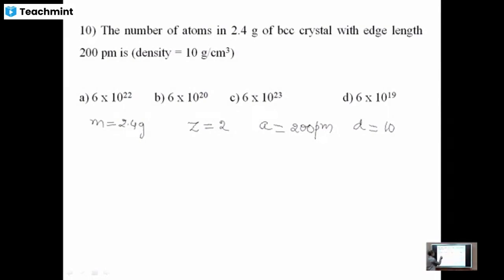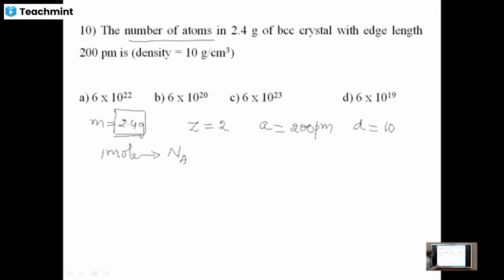We have to calculate the number of atoms present in 2.4 gram. To calculate the number of atoms in 2.4 gram, we must know one standard. What is the standard here? We know 1 mole of any substance consists of Avogadro number of particles. We represent Avogadro number here as Na.